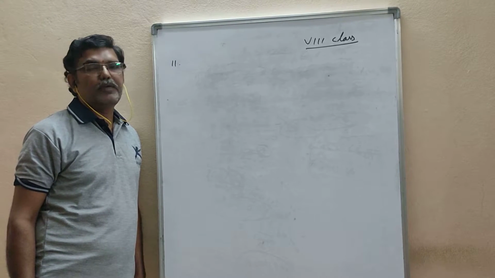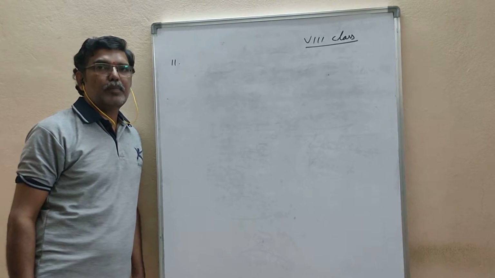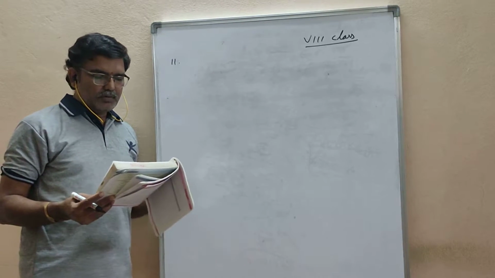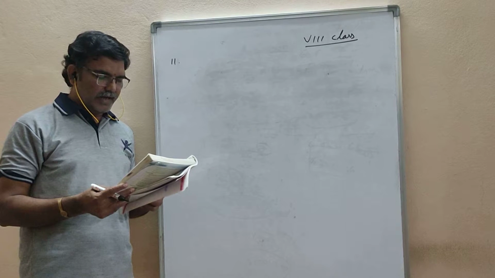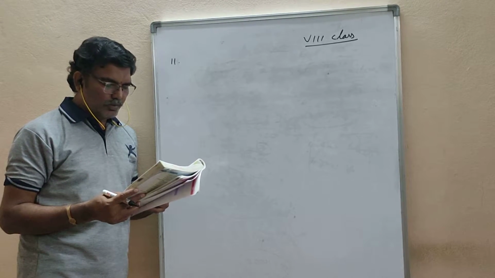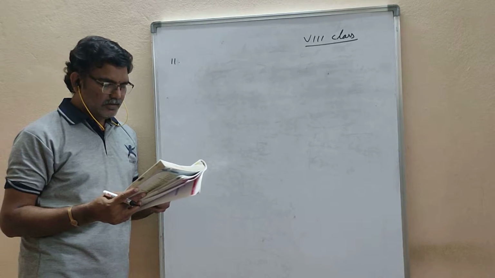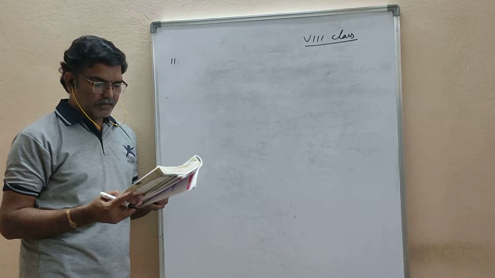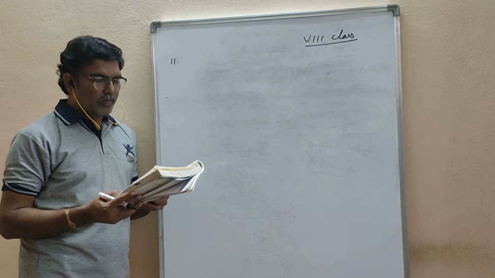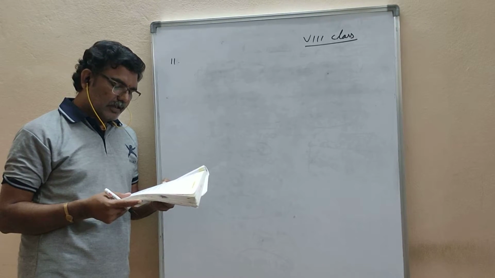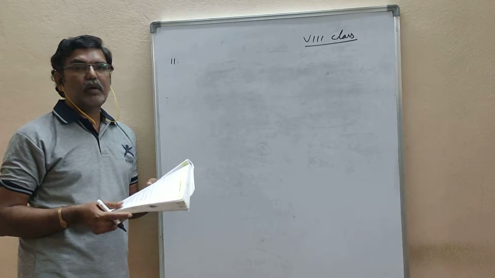Exercise number 2.5, 11th problem. We will discuss here. 1/4 of a herd of deer has gone to the forest. 1/3 of the total number is grazing in a field, and the remaining 15 are drinking water on the bank of a river. Find the total number of deer.